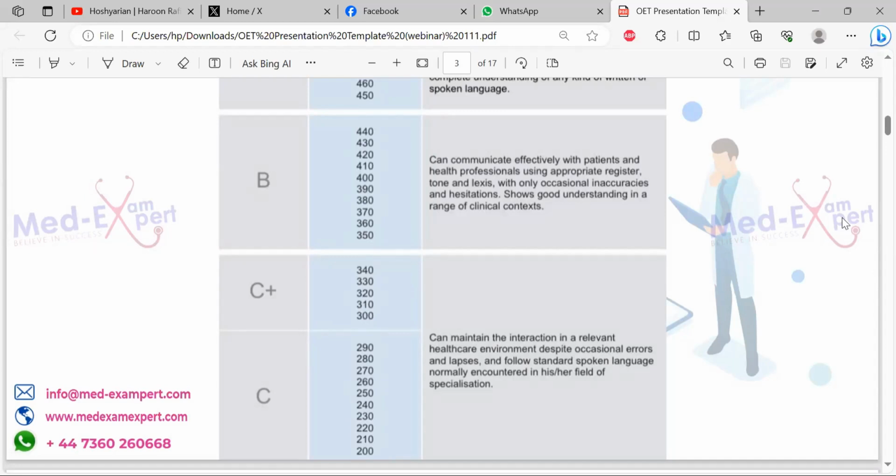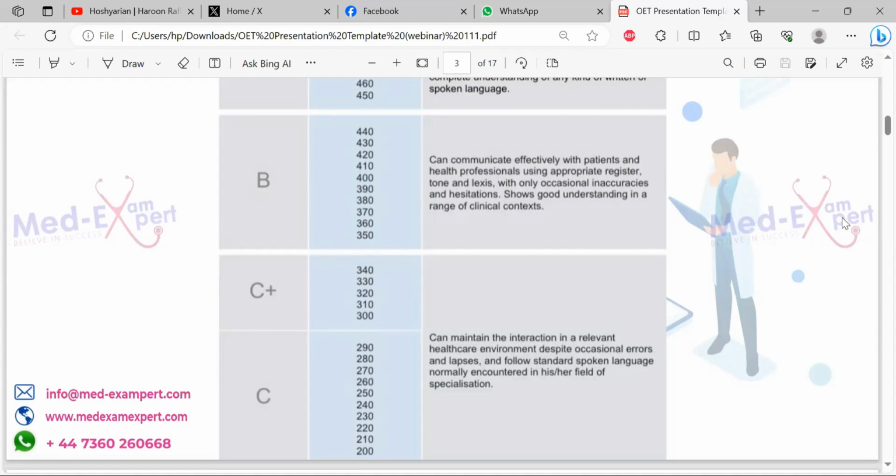The thing is, B grade is the requirement of most of the international healthcare systems. If you are planning to go to Ireland, England, or Dubai, the majority of countries have set their standard and grading system, and the grade you require is B. So you must score 350 to 440. If your score is in this range, then you are safe and you can easily apply to that country.